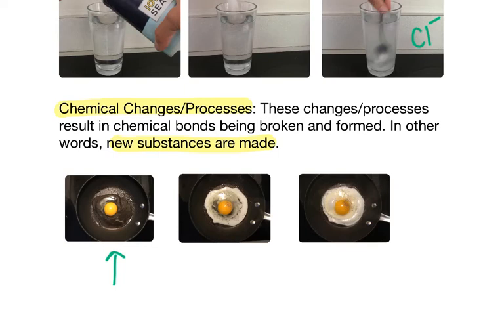Those color changes there and the difference in texture, like the runny yolk versus the solid yolk, is a chemical change because, first of all, you have a slightly different color than you had before. Secondly, you have a new feature that you have.